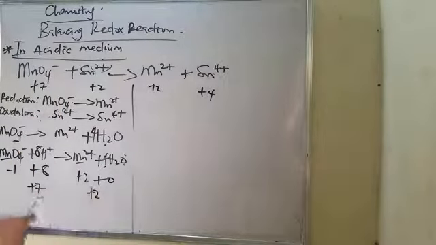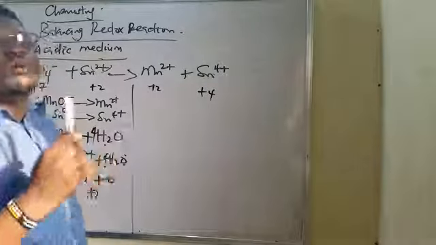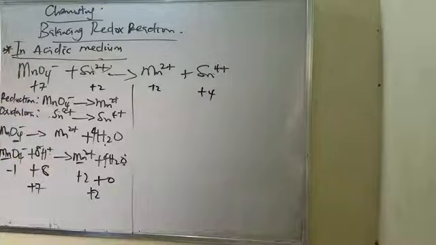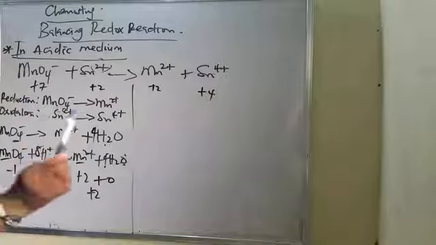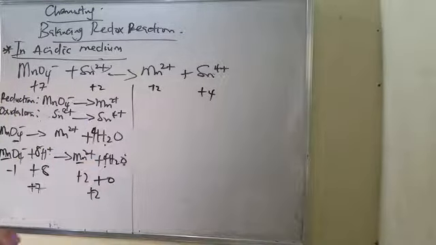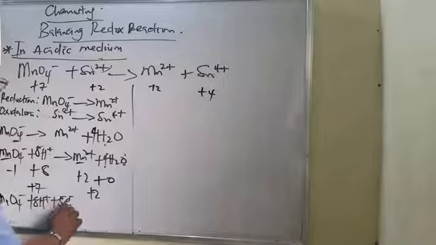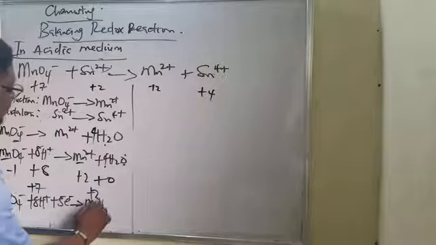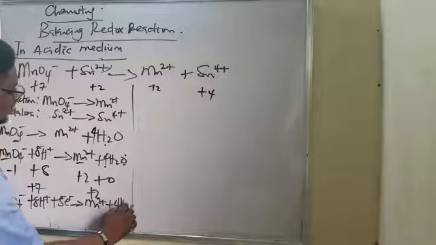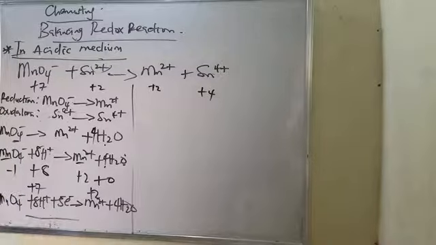And I said something in our last video, for your reduction half equation, you add your number of electrons on your left hand side. So I'm not confused about where to add it, I'm adding it on this side. So that becomes what? MnO4 minus plus 8H plus plus 5 electrons to give me what? Mn2 plus 4H2O. Now I have balanced my reduction half equation.